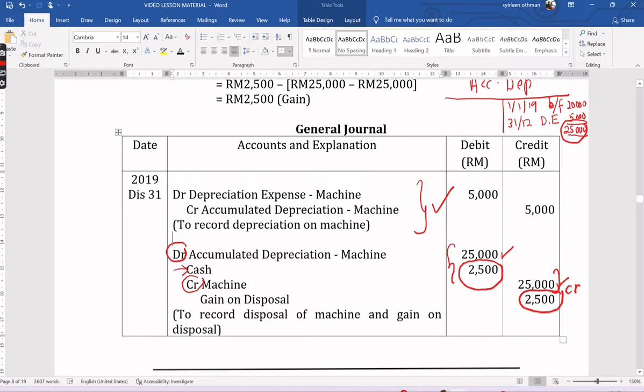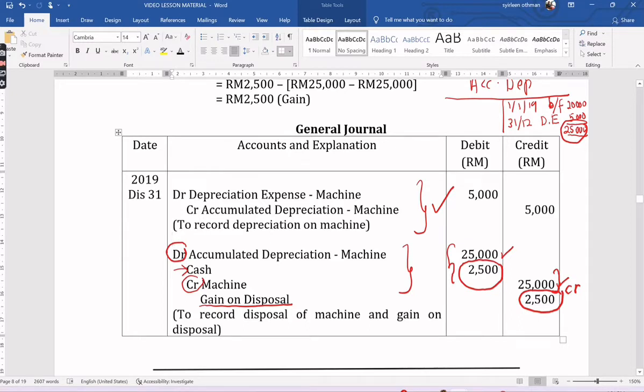Okay, tapi bila kita dapat untung, that is actually revenue. That's why on the credit side here, it is actually gain on disposal. Okay, ataupun in BM we call it as laba atas pelupusan, something like that. Alright, so here is actually catatan to dispose the asset, but by selling it.